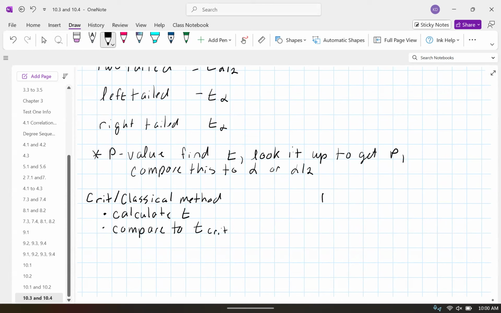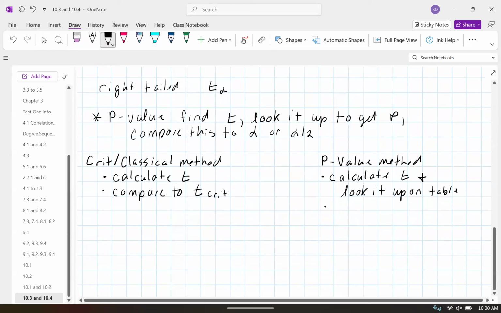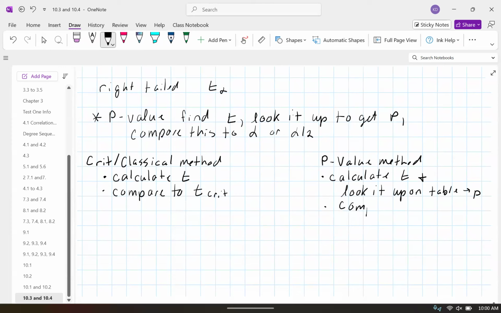For our p-value method, we're going to calculate T and look it up. Which is going to give us our P, and we compare P to our alpha.